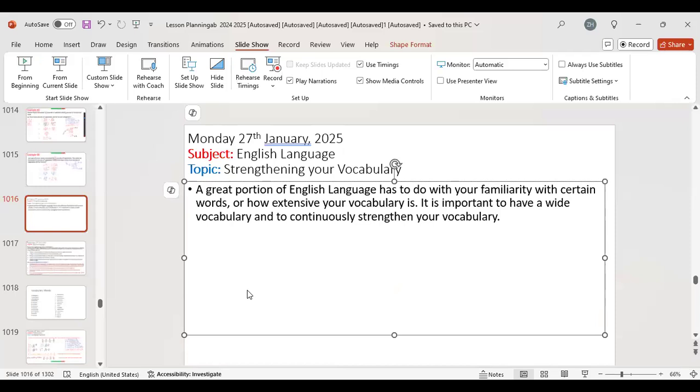So if I would ask you, how can you strengthen your vocabulary? What would you tell me? Reading. Reading, yeah. What else? Copilot? Okay, that helps. What else? You could read a dictionary or thesaurus. You could search it up on your laptop. Listen to audiobooks.